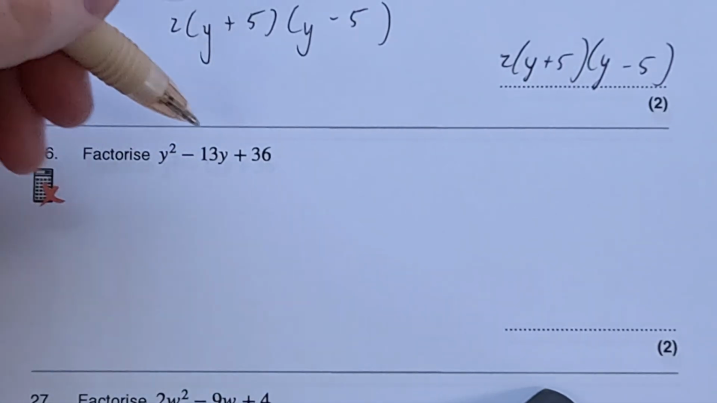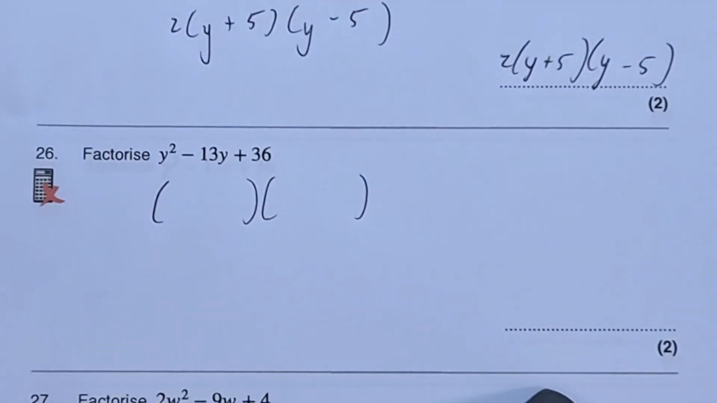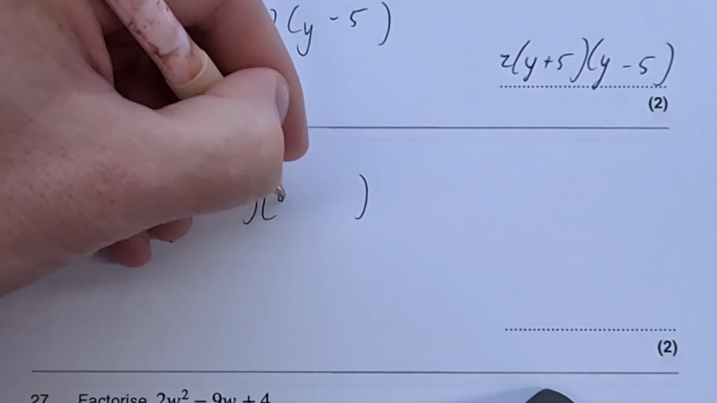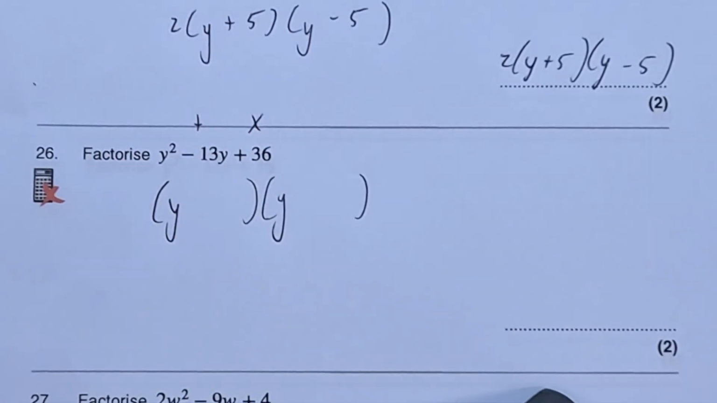So this one's quite straightforward, so let's just put our brackets down, bracket, bracket, bracket, bracket, because it's just y squared, so it's quite straightforward. So we're going to go for y, and I want to find two numbers that times together to be 36 and add together to be minus 13.